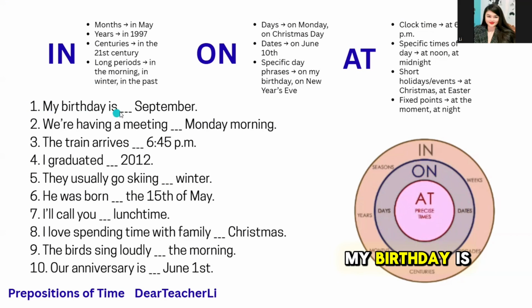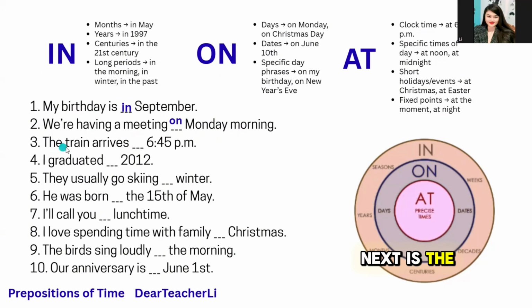My birthday is blank September. September is a month. So, it belongs to in. We should use in here. My birthday is in September. We are having a meeting blank Monday morning. So, the following word here is Monday, which is a day. Therefore, we should use on Monday morning.